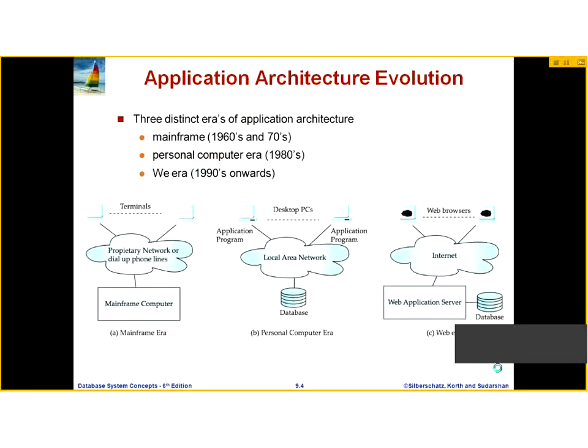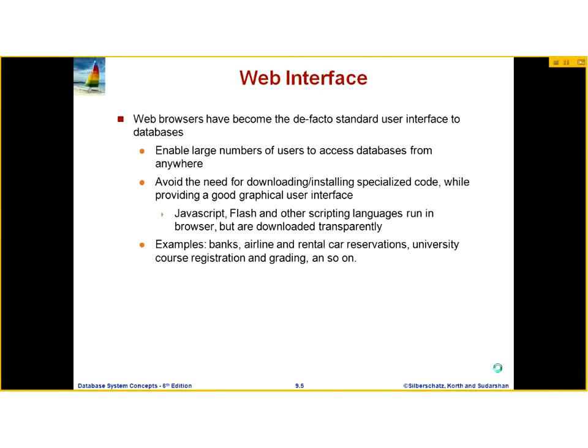So these are the different application architectures in different eras: mainframe era in 1960s till 1970s, then personal computer era in 1980s, and then web era 1990s onwards. So we are living in the web era nowadays, and the web era is now more matured, when we are living in the era where we have cloud computing, and we can have database servers placed over the cloud as well.